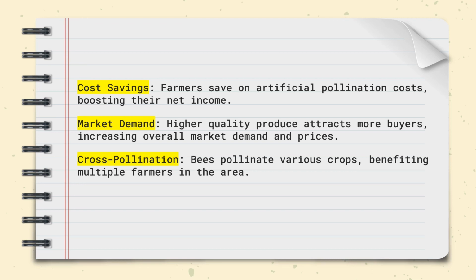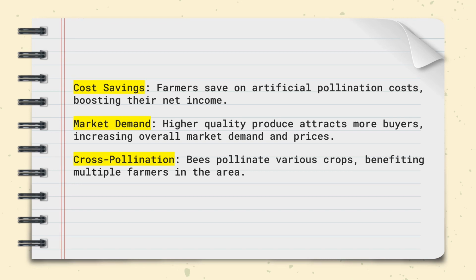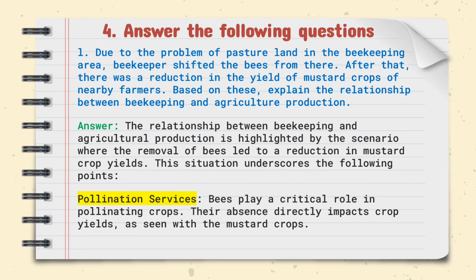Due to the problem of pasture land in the beekeeping area, the beekeepers shifted the bees from there. After that, there was a reduction in the yield of mustard crops of nearby farmers. Based on this, explain the relationship between beekeeping and agriculture production. The relationship between beekeeping and agricultural production is highlighted by the scenario where the removal of bees led to a reduction in mustard crop yields. This situation underscores the following points.